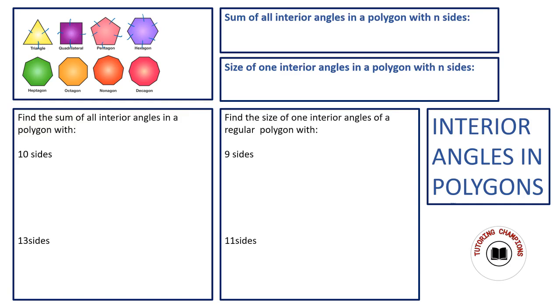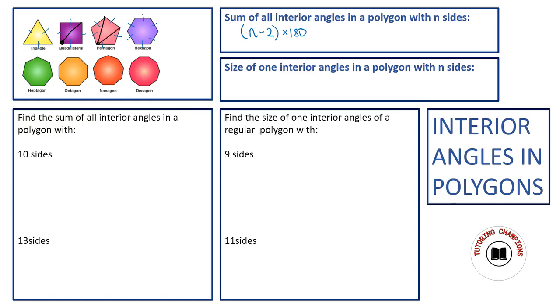Now, the formula for the sum of all interior angles in a polygon with n sides is n minus 2, multiplied by 180. And the reason is that from one point in any polygon, we can always make two fewer triangles than the number of its sides.